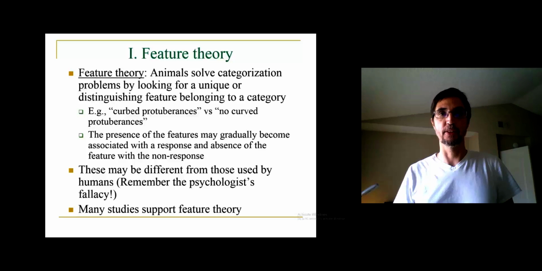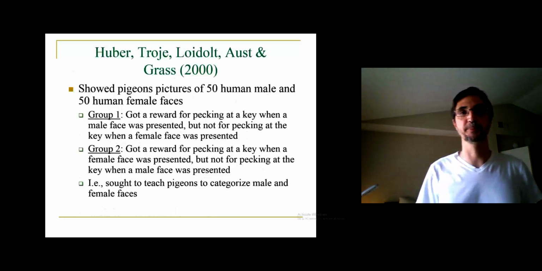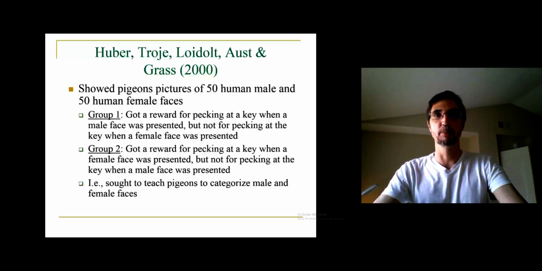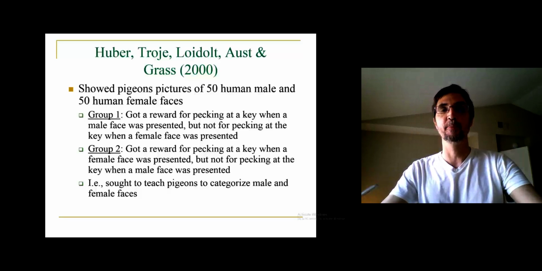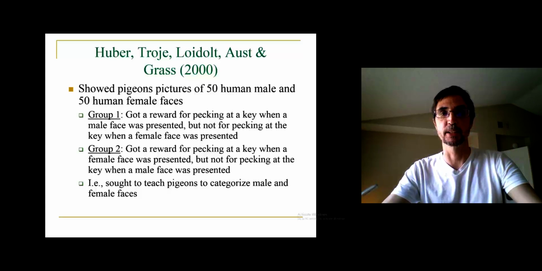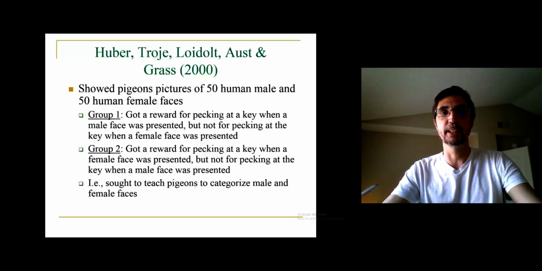Now, many studies support the feature theory, and I'll only mention one. This is a study by Huber and colleagues. In this study, they showed pigeons pictures of 50 human male and 50 human female faces, and they wanted to train the pigeons to discriminate them. One group got a reward for pecking at a key when a male face was presented, but not when a female face was presented. The other group was the opposite. They got a reward for pecking at a key when a female face was presented, but not when a male face was presented.